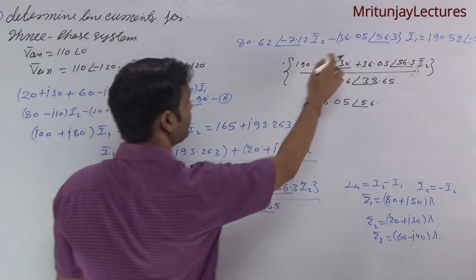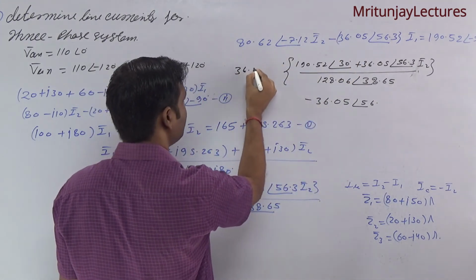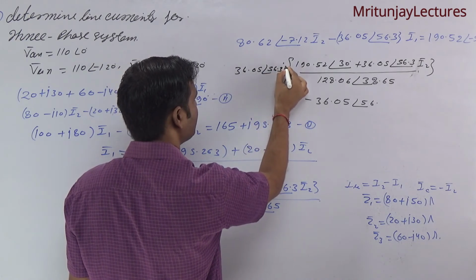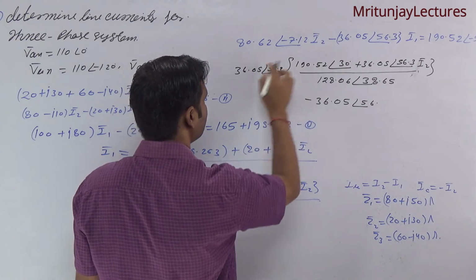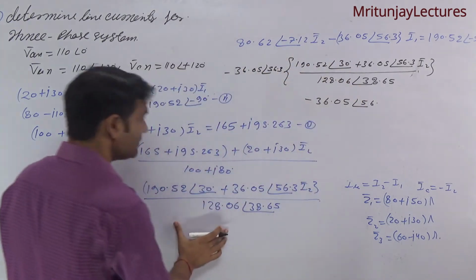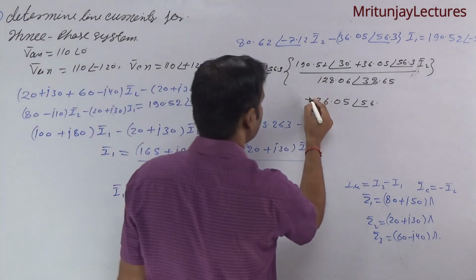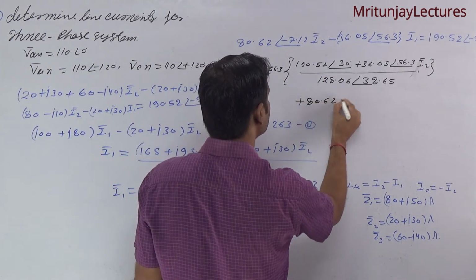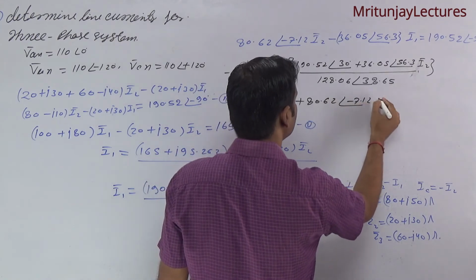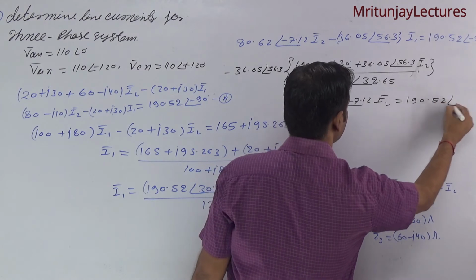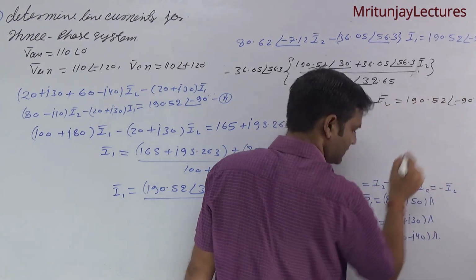This value put here, so 36.05 at the angle 56.3, minus of this one into I1 put here. After that is 80.62 at the angle minus 7.12 into I2, this is equal to 190.52 at the angle minus 90 degree. Clear?